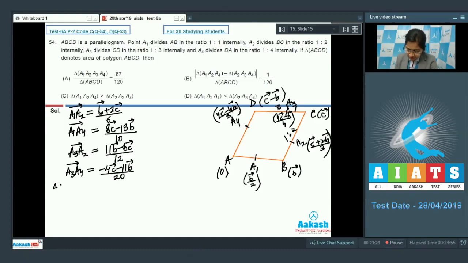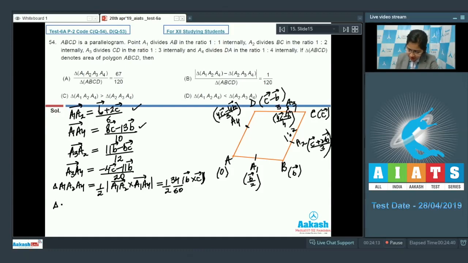Now, we have to find the area of triangle A1, A2, A4. That will be equal to half times modulus of A1A2 vector cross A1A4 vector. So, this will be equal to half into this and this one. That is, in the denominator we have 60. 8 times b cross c minus 26 times c cross b. That is 8 plus 26 times b cross c. That is 34 times b cross c.